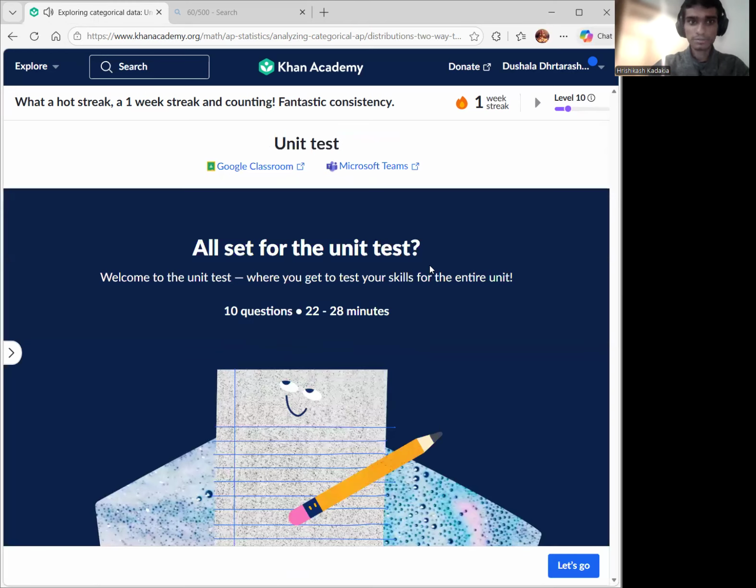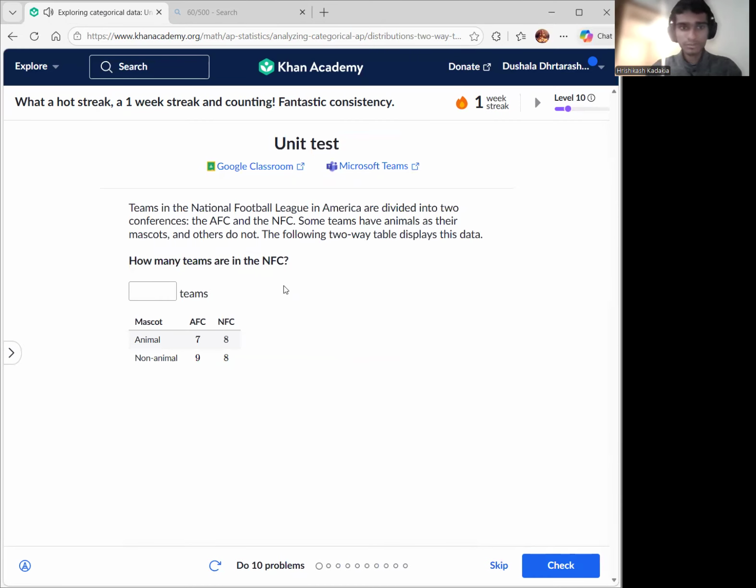Okay, let's take a unit test as well. Teams in the National Football League in America are divided into two conferences, AFC and NFC. Some teams have animals as mascots and others do not. The table displays the data. How many teams are in the NFC? Let's see. They're 8 and 8, right? So 8 plus 8 is 16.